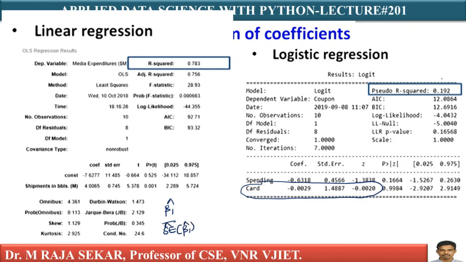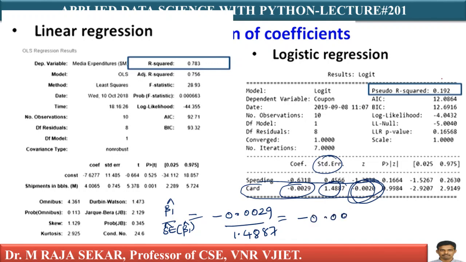Beta 1 cap, for example, card is an independent variable. Beta 1 cap is the coefficient. This is your coefficient, minus 0.0029, divided by the corresponding standard error, that is 1.4887. If I calculate, this is my Z value. What will you get? Minus 0.0020. This particular Z test is useful to test the significance of this card variable.